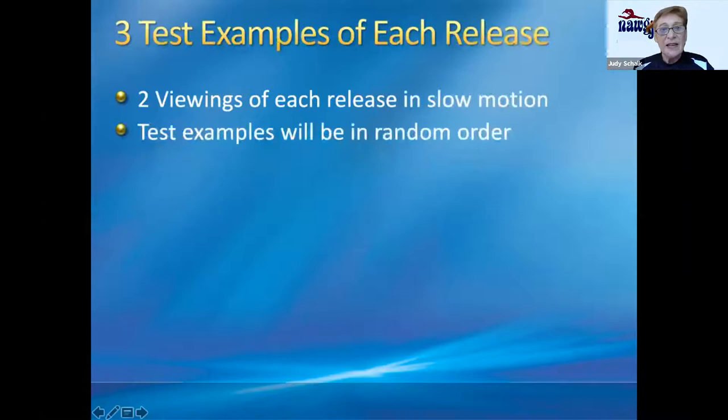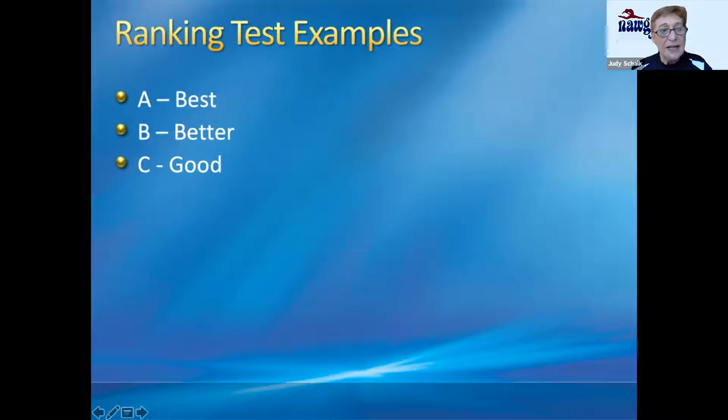And then we're going to get three test examples. And again, you'll get the two viewings of each release in slow motion. I will not stop action it with freeze frames. And then you will get the test examples in random order. And that's going to be your job, is to put them in ABC order. So A being your best example, B being the better example, and C being the good example.